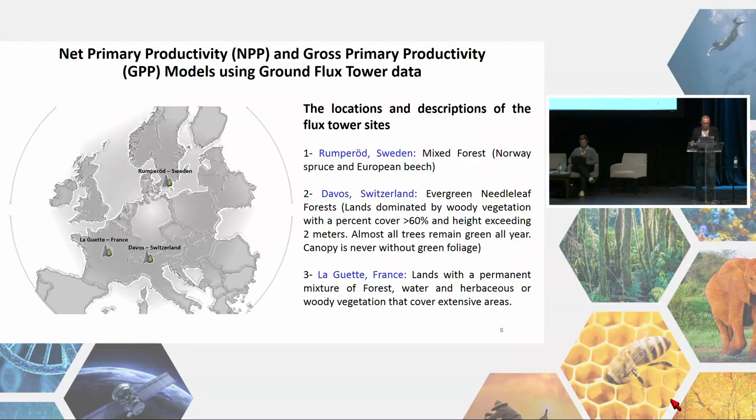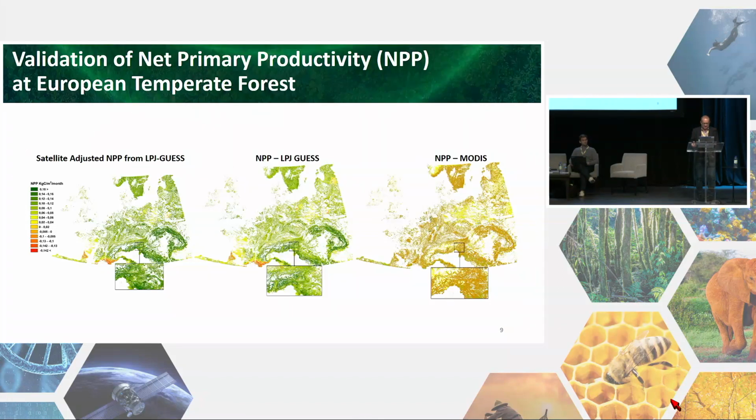In addition, we also use a time series of LAI from estimations from flux towers from European stations that were obtained to validate, not the LAI actually, the NPP and the GPP products that were derived from the LPJ-GUESS models, constrained and not constrained with the LAI data, as I was explaining before.